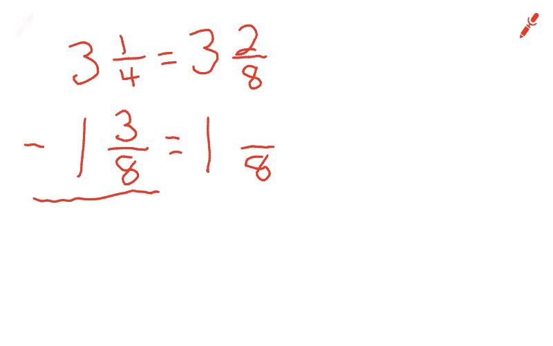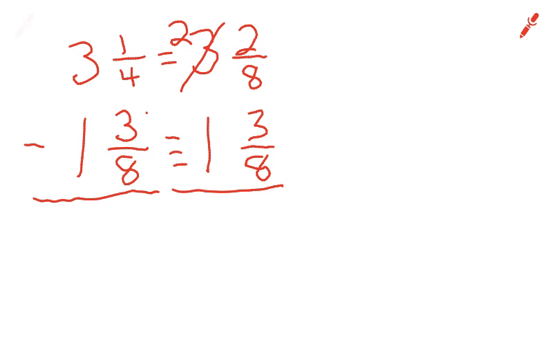For the bottom one, it's much easier because it's already done. 8 goes to 8, so we just bring the 3 over. Really what we're doing is 8 times 1 is 8, so 3 times 1 is 3. Now we have common denominators, 8 in both of them. Our second step is to borrow, because you can't take 3 away from 2. You can't take a bigger number away from a smaller number. So we borrow 1 from the 3, and the 3 becomes a 2.